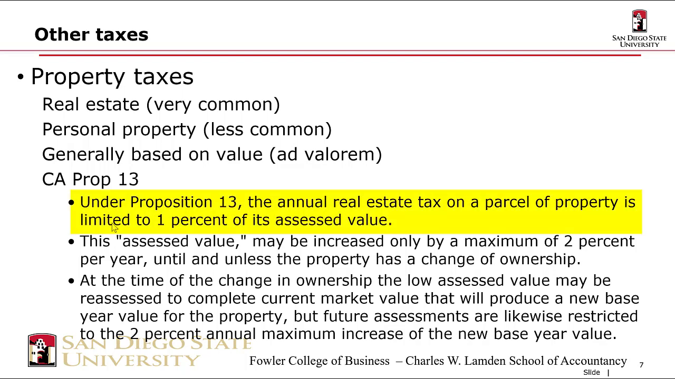Under Prop 13, it can be reassessed, but the limit, number one, is 1% of its assessed value. And its assessed value can only be increased by a maximum of 2% per year unless it sells. So if you bought your home 20 years ago, you're sitting on an assessed value that is likely to be very low relative to its actual value. And what that does is it creates distortions in the marketplace.